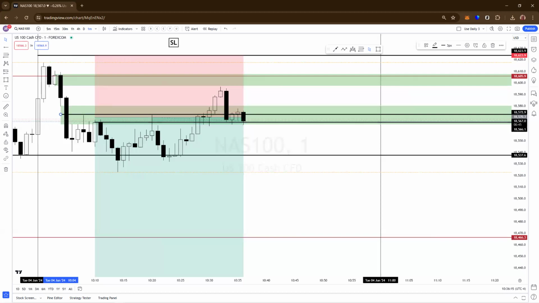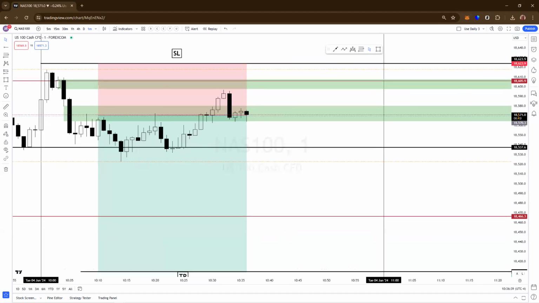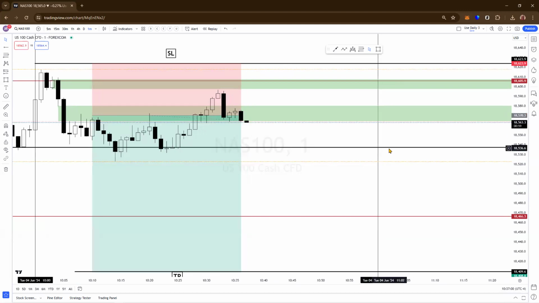Let's see if it pushes down. So far, so good. Go ahead and take these lines off. This one pushed down to these levels down here. It's 10:36 right now, and you want to stop everything at 11 o'clock. You don't want to carry it over. So if I don't hit TP by 11 o'clock, I'm going to close out the trade.